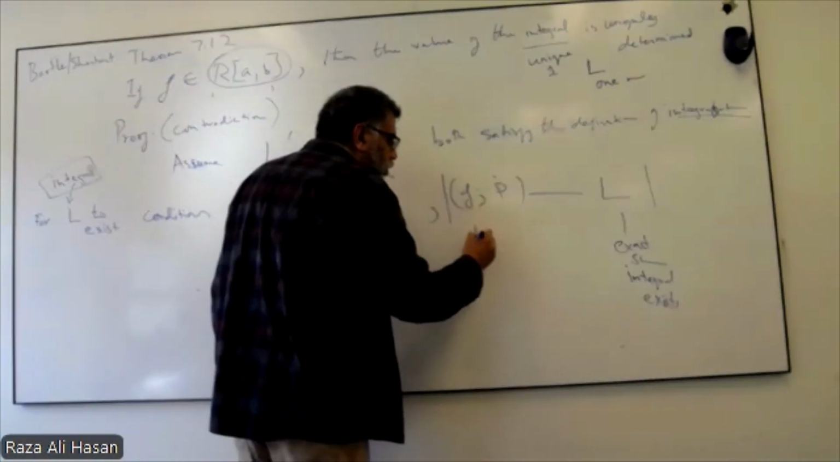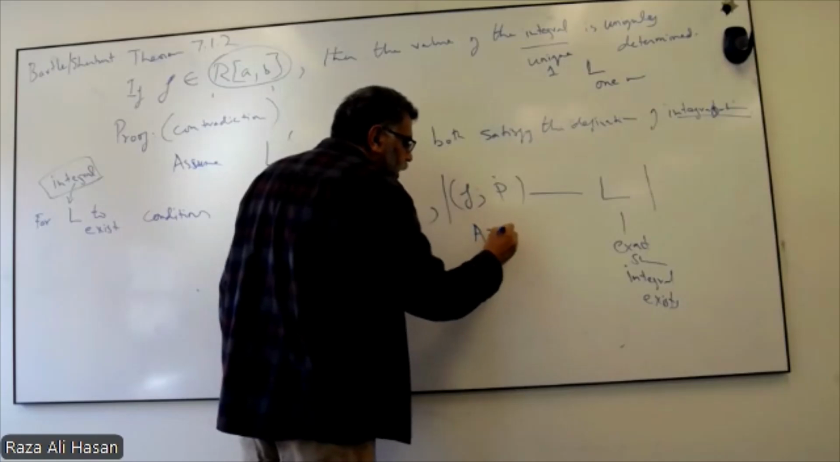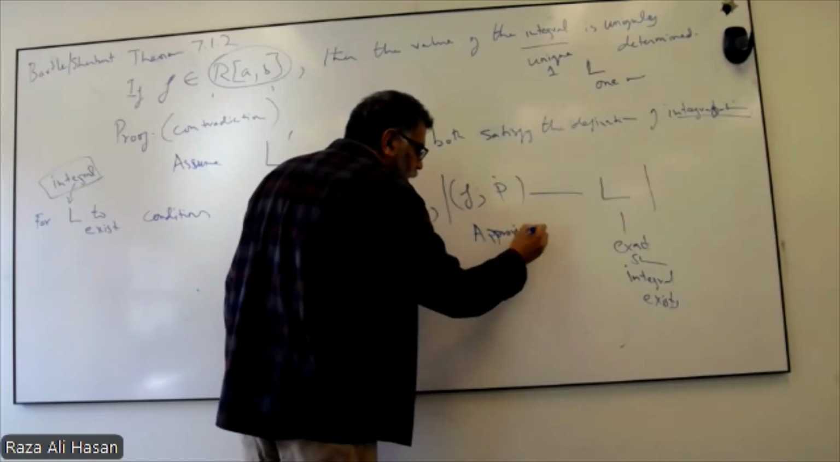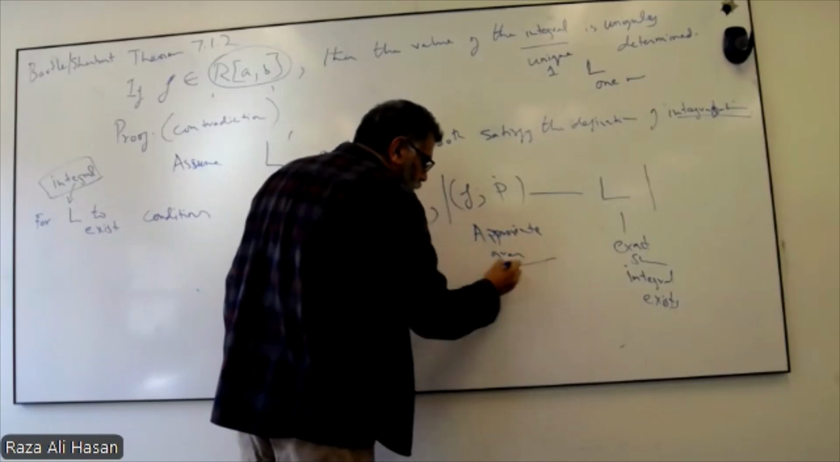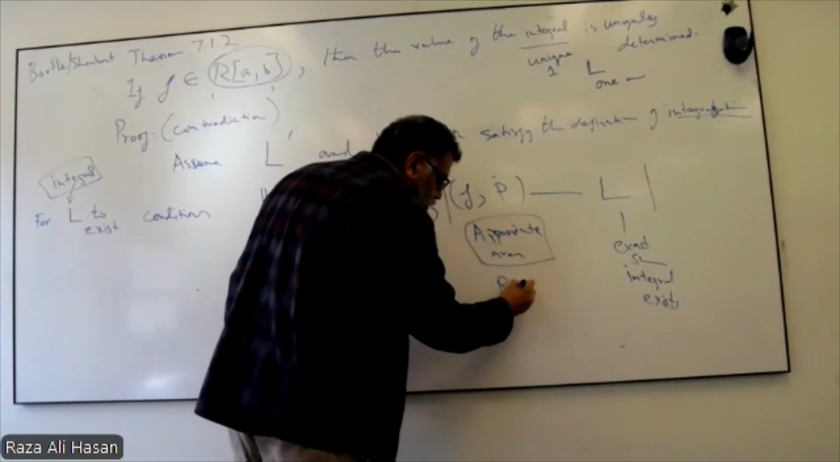So this is the approximate sum, approximate area, or in other words, Riemann sum.